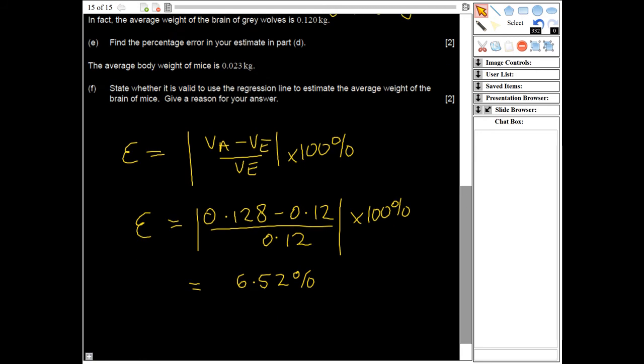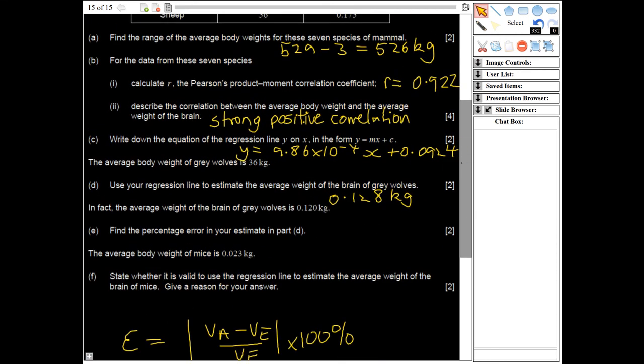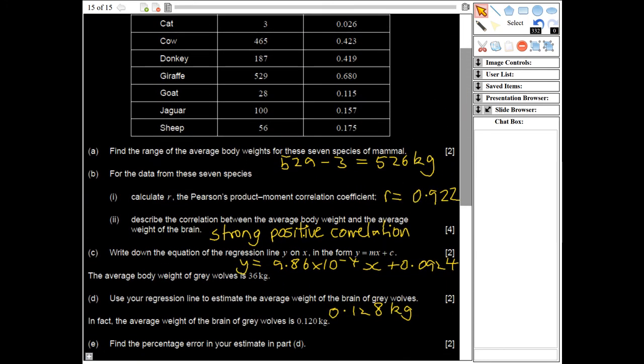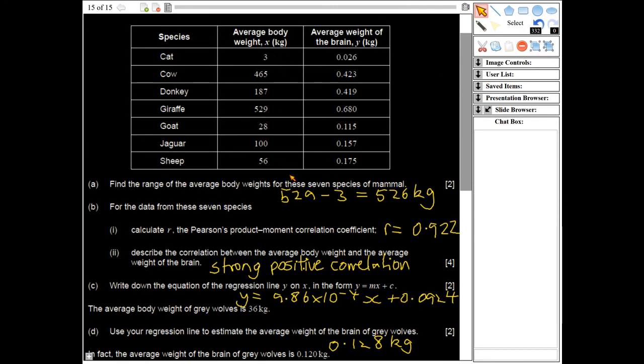Then the last part says the average body weight of mice is 0.023 kilograms. State whether it's valid to use the regression line to estimate the average weight of brain of the mice. Give a reason for your answer. Now, when we did the grey wolf, the average body weight was 36. 36 lies within the range of the data. The range was from 3 up to 529, so 36 was bigger than 3 but less than 529. So it's perfectly valid to use that because we have data within that range, close to that value, and we can use it to estimate it.